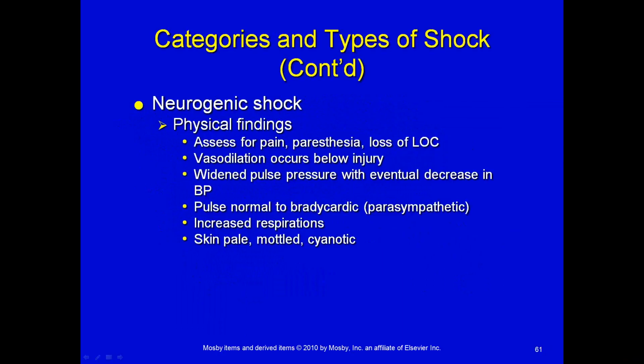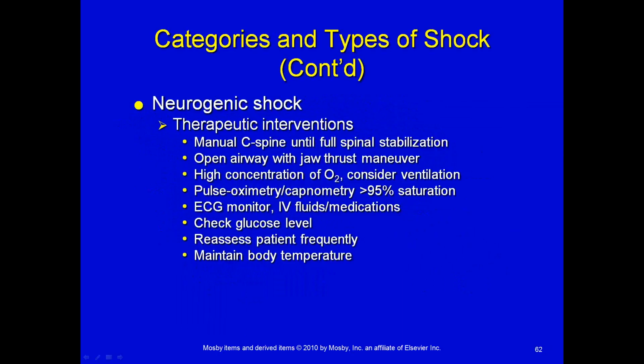You have a widening pulse pressure with an eventual decrease in blood pressure. Slow bradycardia as a result of unopposed parasympathetic stimulation, and then an increase in respiratory rate. Skin will be pale, mottled, and cyanotic above the injury, pink, warm, and moist below. Manual C-spine if it's caused by spinal cord trauma. Open the airway with a jaw thrust if they're unconscious.